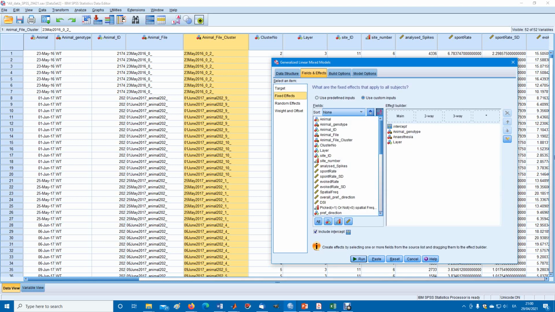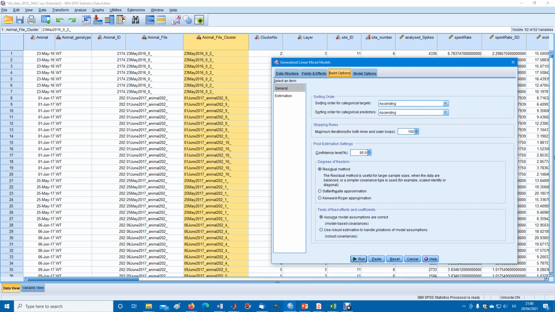And then we go to the fixed effects. I've already picked up these ones. These were on the left, and I put them on the right. So animal genotype, anesthesia, and layer. You can see layer, animal genotype, and anesthesia is filled. Okay, the build options I haven't changed. It's about the confidence interval and so on.